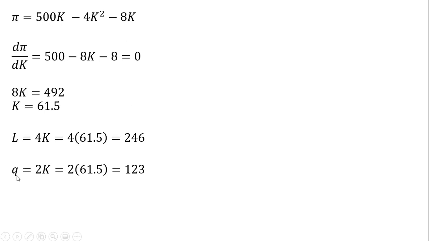And as we found on the last screen, Q equals 2K. This firm will produce 123 units of output. Since K is 61.5, 2 times that gives us 123. The price that this monopolist will charge is 250 minus Q, where Q is 123, so the profit maximizing price is $127. Profit maximizing output is 123.